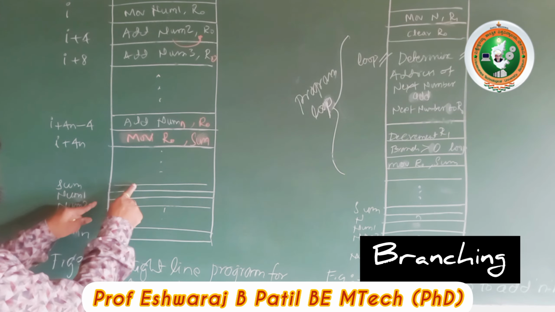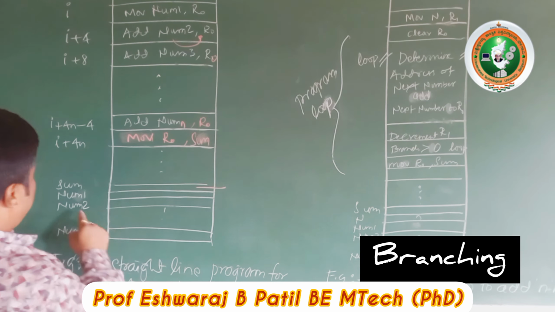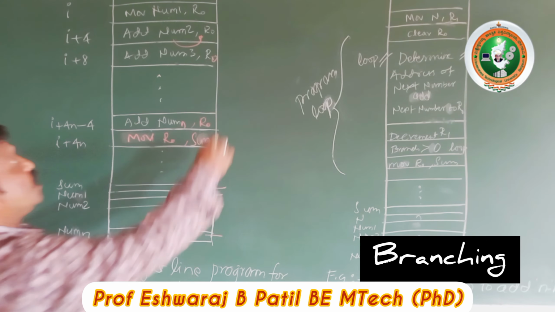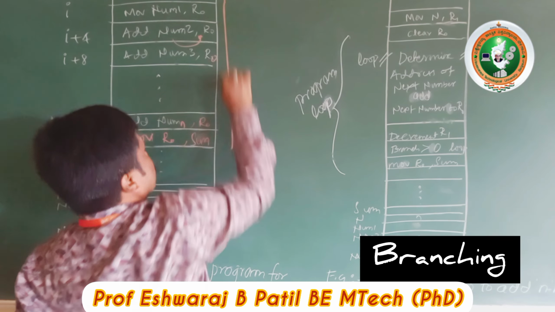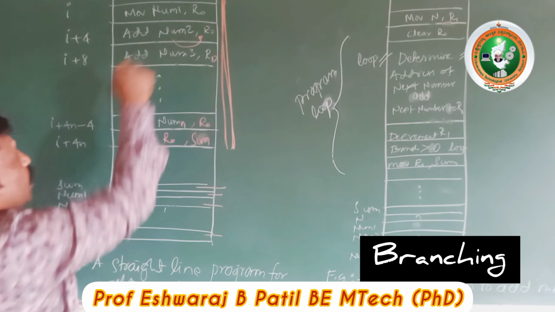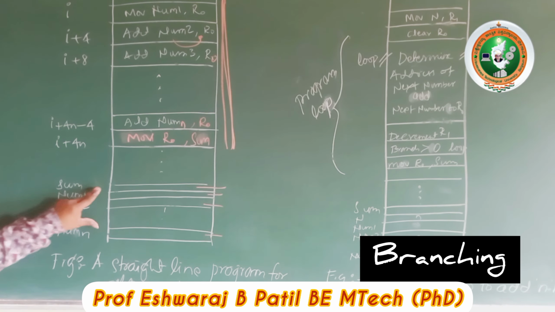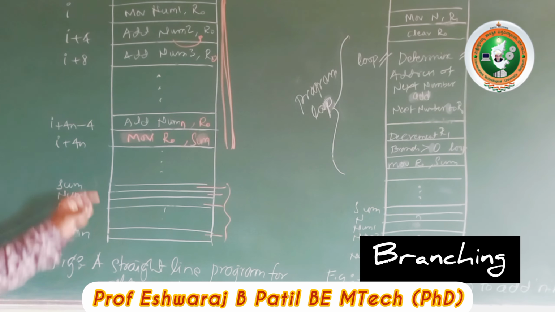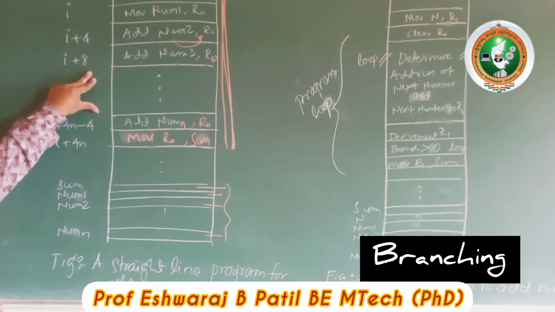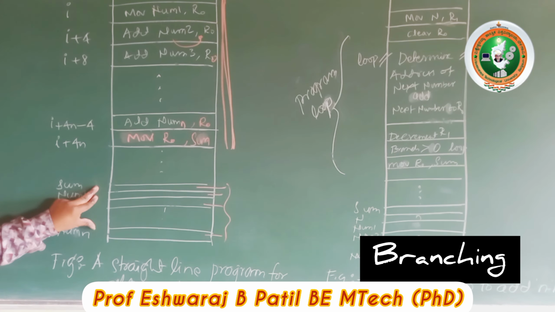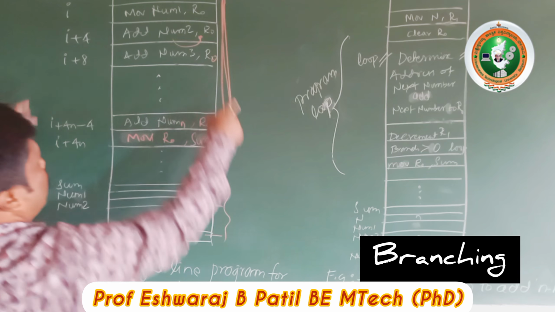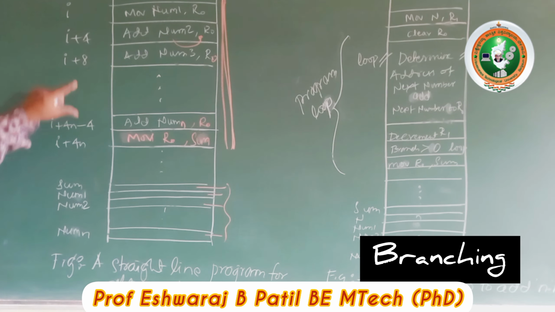Okay, the sum is stored in a particular memory location, and also number 1, number 2, number 3, up to n. This is the storing in memory, and we will be storing the numbers, the operands, also in this. The memory is used for writing the program, and for storing the operands, the numbers, and the result as well. This is the program for addition of n numbers.